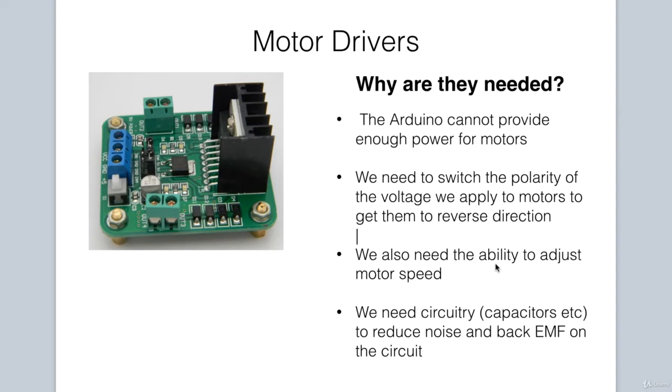Next, in order to adjust motor speed, we need to incorporate some pulse width modulation. Remember, the longer the duty cycle, or the time that the signal is high, the faster the motor will spin. If we have shorter duty cycles, we can slow down the speed of our motor. The motor driver circuitry coupled with the Arduino helps us to accomplish that.